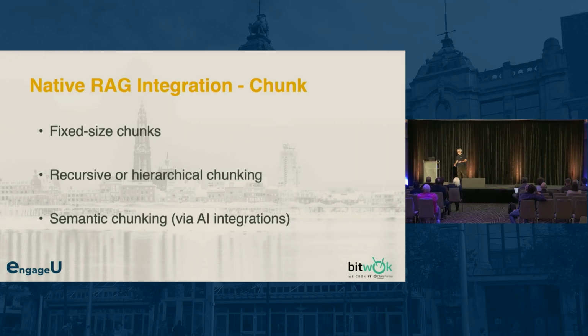There are different techniques. One is fixed-size chunks. It means you give the number of parameters and you cut, and that's all. You can do that with FileMaker. This is easy. The second one is recursive or hierarchical chunking. It means that you are cutting into pieces of paragraphs or something like this that are more hierarchical. That is not bad. And the third one is the better one, that is semantic chunking.